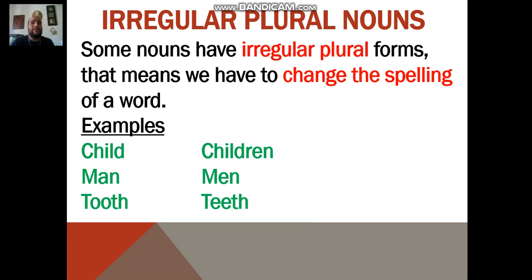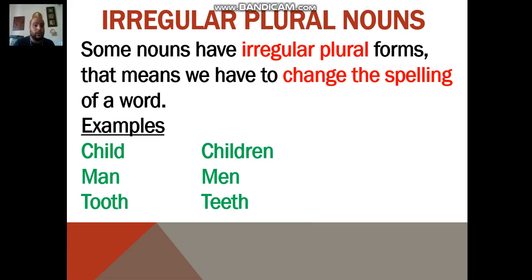Some nouns, of course, have irregular plural forms. That means we have to change the spelling of a word. Some people are going to ask me, teacher, how am I going to follow a rule or a pattern here? We don't have a rule. You have to read a lot, you have to practice a lot, and you have to learn with teacher, so you're going to be able to use those irregular plurals.